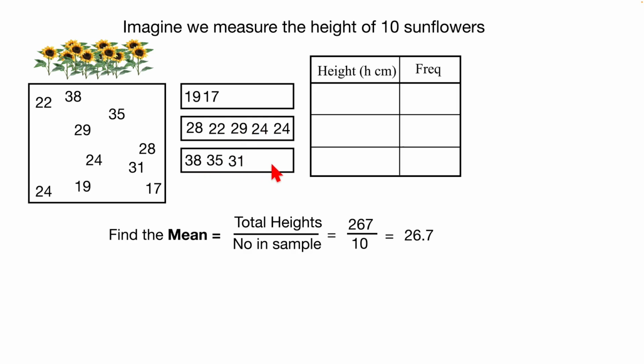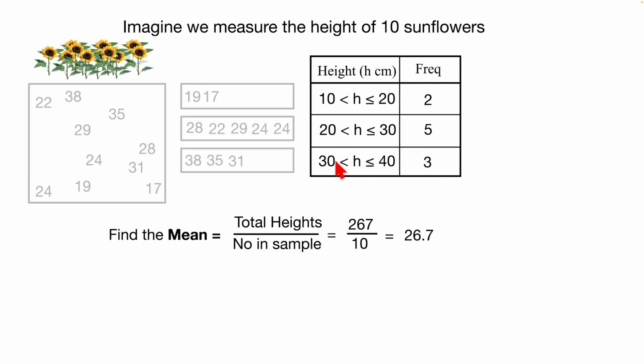And I'm going to form a frequency table. These are the heights, and this is the frequency. The heights are in ranges: 10 to 20, there's 2 of those, 20 to 30, there's 5, and 30 to 40, there is 3. And this is a frequency table. We don't see the original data. This is all that's given to us in the exam.